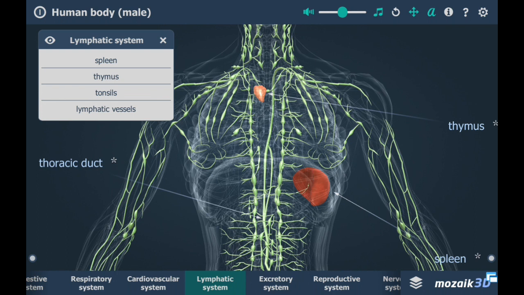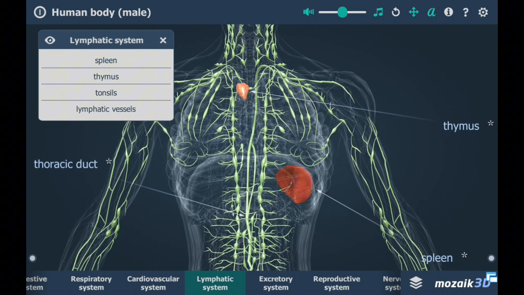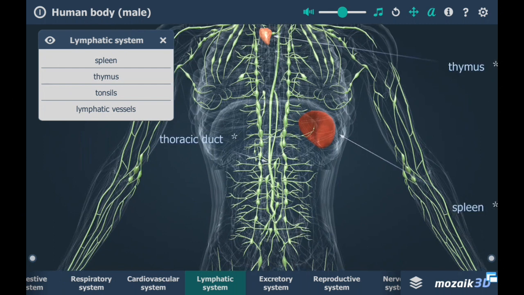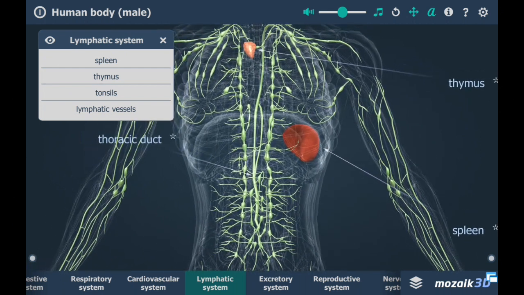The thoracic duct, that's where all white blood cells come out. And this is the spleen. Yeah, it produces white blood cells, but the bone marrow also produces those, which is inside our bones. The spleen, that's where it breaks down the blood.